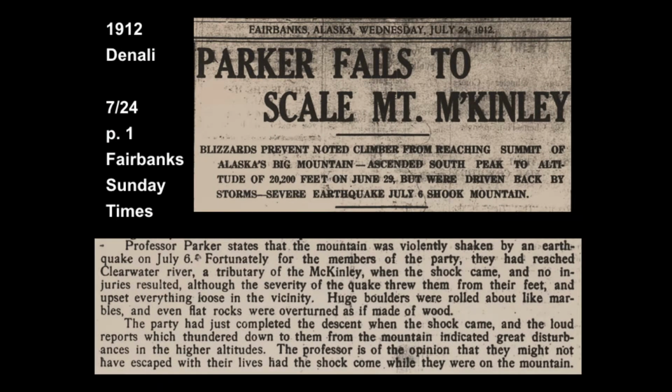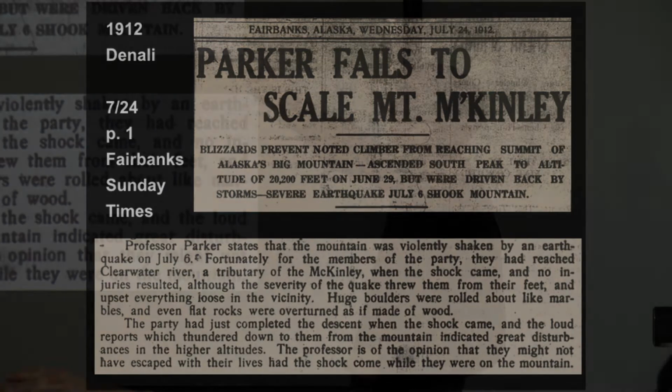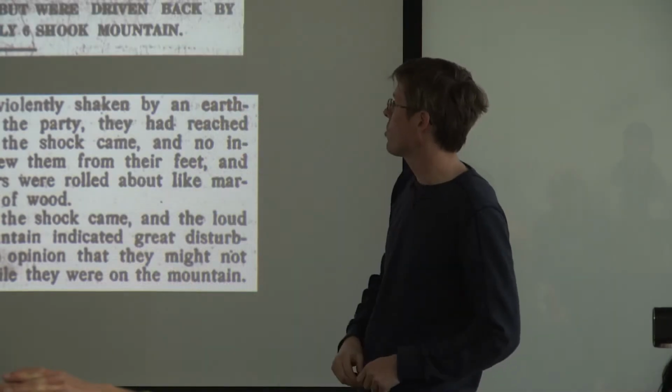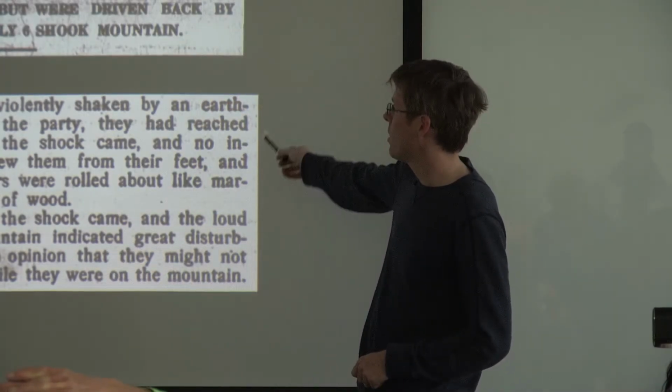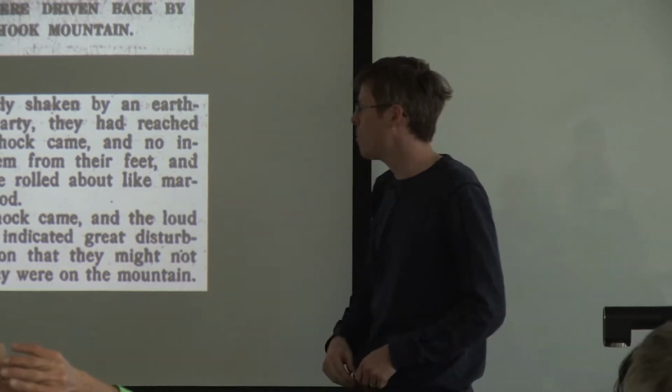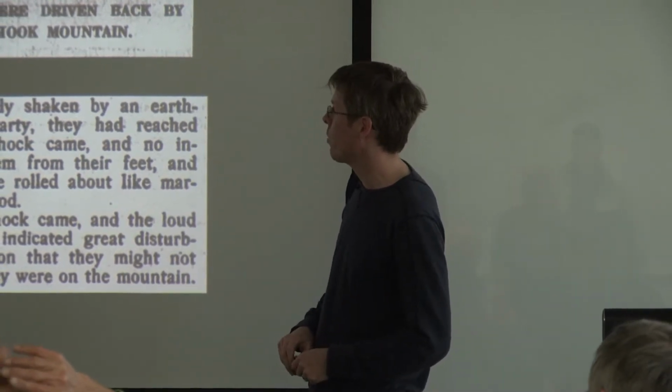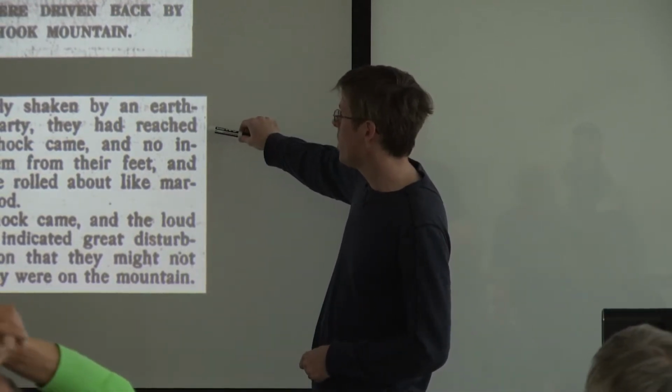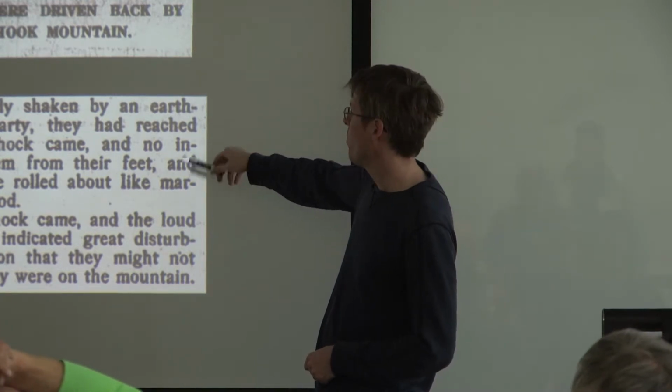Blizzards prevent noted climber from reaching summit of Alaska's big mountain. Ascended South Peak to an altitude of 20,200 feet, but were driven back by storms. Severe earthquake, July 6th, shook the mountain. And this story says Professor Parker states that the mountain was violently shaken by an earthquake. Fortunately for the members of the party, they had reached the Clearwater River tributary when the shock came.